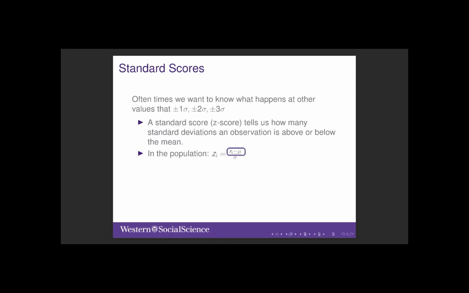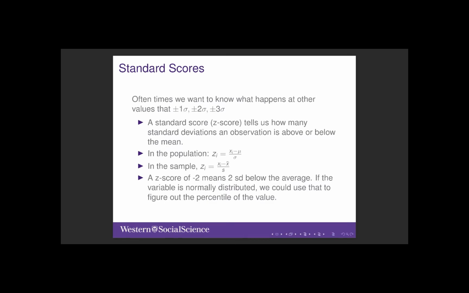In the population, we would calculate a standard score by subtracting from the value the population mean and dividing by the population standard deviation. In the sample, we replace the population quantities with their sample analogs, the sample mean and the sample standard deviation. A standard score, or z-score, of -2 means that the observation is 2 standard deviations below the mean.